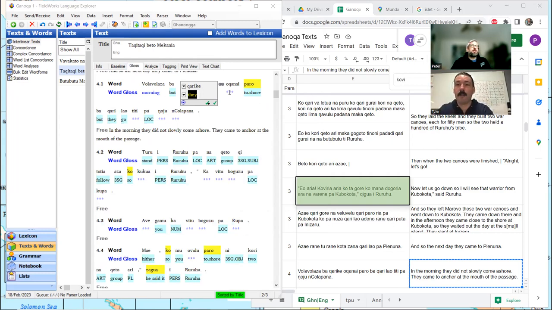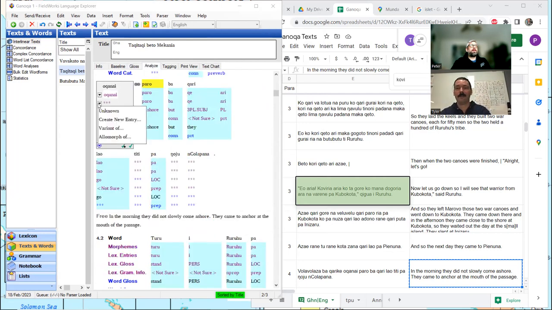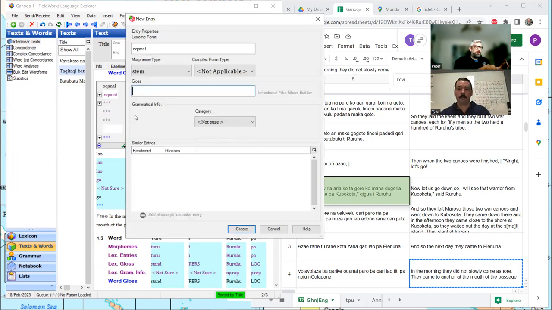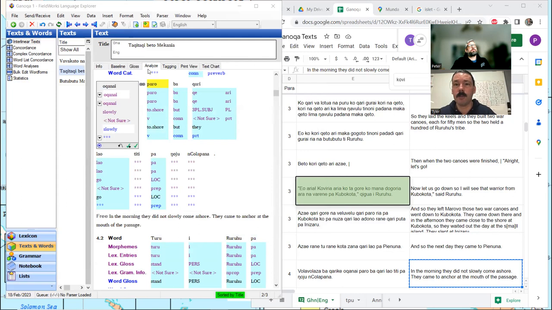Onganai is going to be slowly. I think you're right. As best as we can tell, slowly. Now, we might find like ongana is slow and e is an adjectivizer or something. I'm going to put it slowly for now. Yep. What you can do if you change your analysis is break up an entry. You can delete entries in your lexicon or just rewrite them. All possible to do. Quite easy.